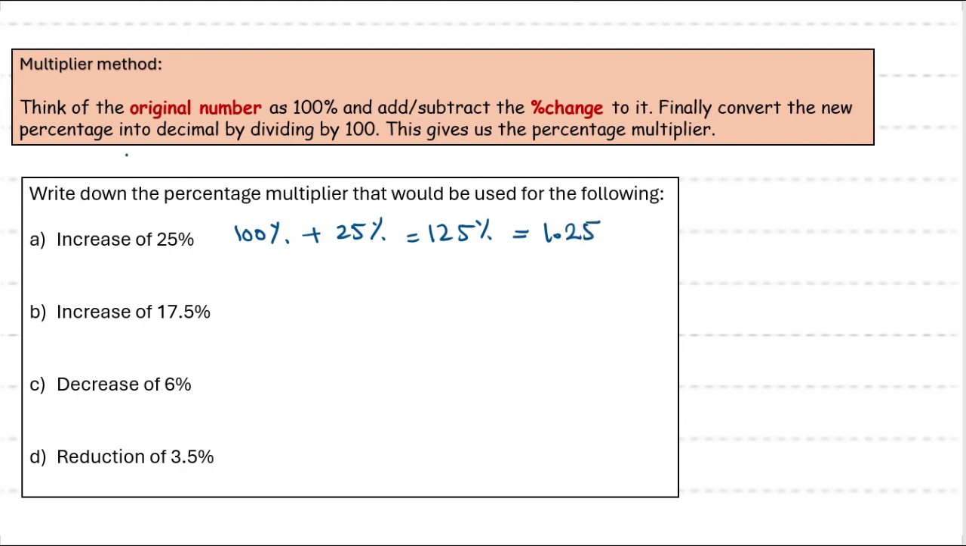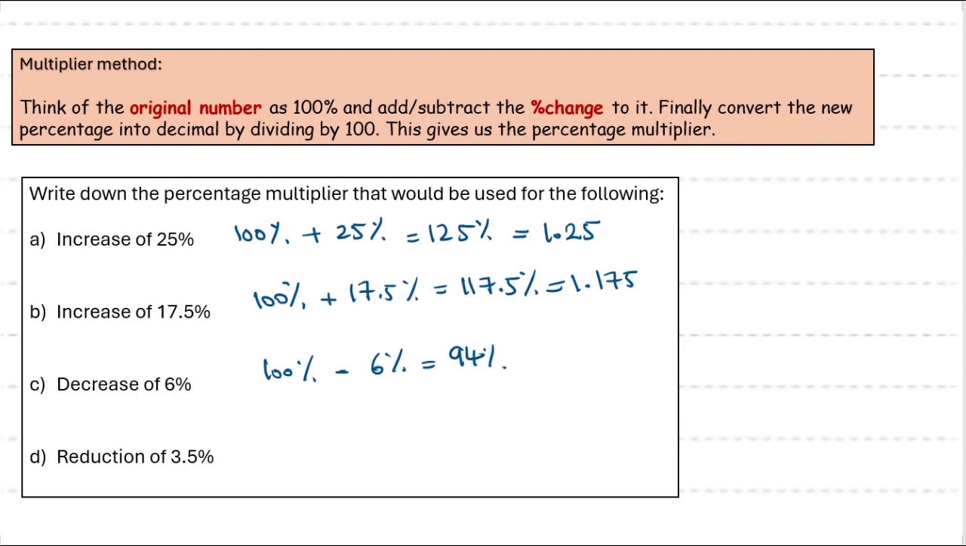Increase of 17.5%. The original number 100% plus 17.5% gives us 117.5%, and in decimal that gives us 1.175. Decrease of 6%. So because it's a decrease, we have to subtract. So we have 100%, subtract 6%, that gives us 94%, which in decimal it becomes 0.94.